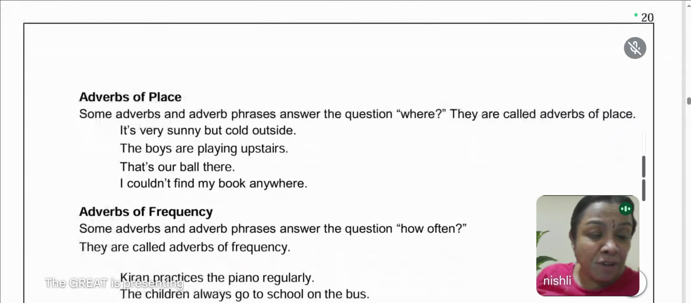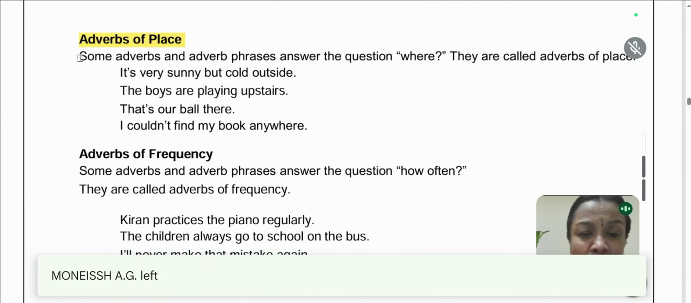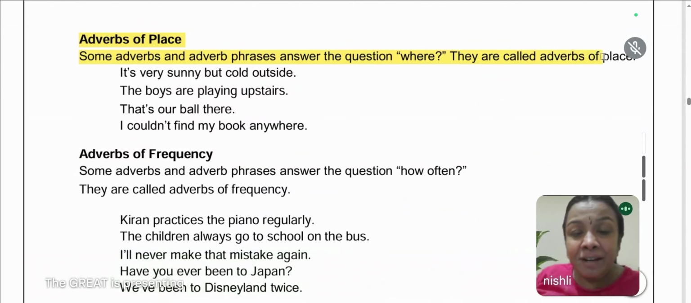Next is adverbs of place. Some adverbs or adverb phrases answer the question where. These are called adverbs of place. It's very sunny but cold outside. So where is it cold? It's cold outside. The boys are playing upstairs. Where are they playing? They are playing upstairs.